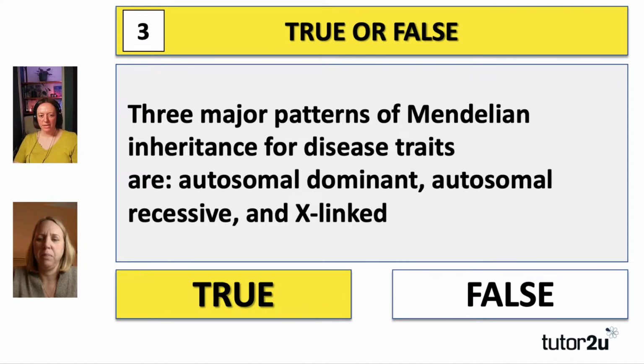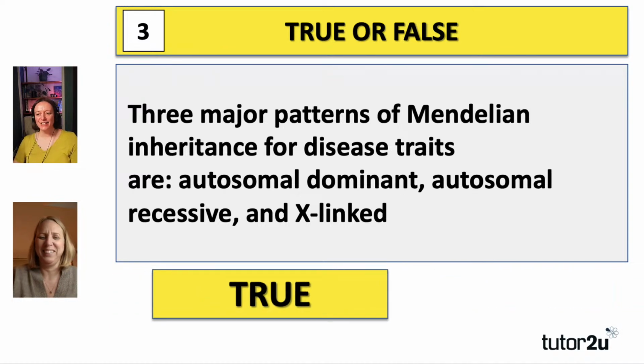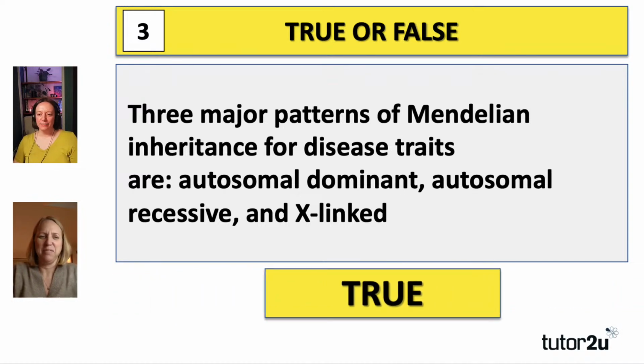Okay, we're getting some falses. Princess is saying true. This one is true. Some genetically inherited diseases are X-linked, so that means that they're linked to the X chromosome. Autosomal dominant, recessive, and X-linked are your main types, and the genetically inherited disorders that you learn about in health and social care are one of those 3 inheritance patterns.